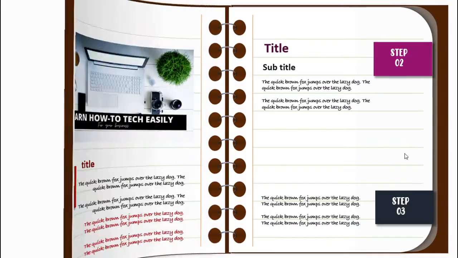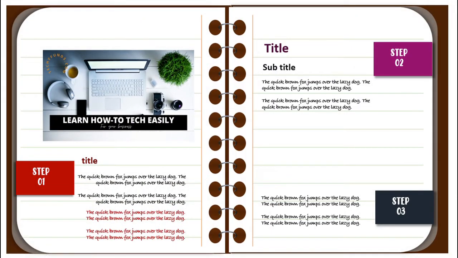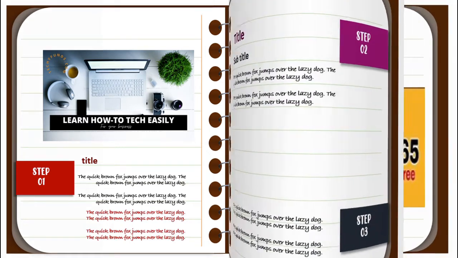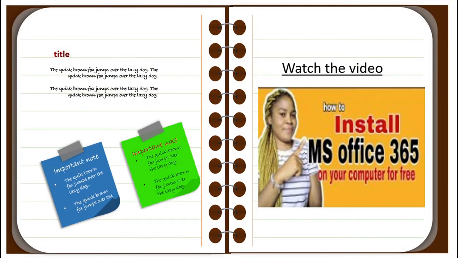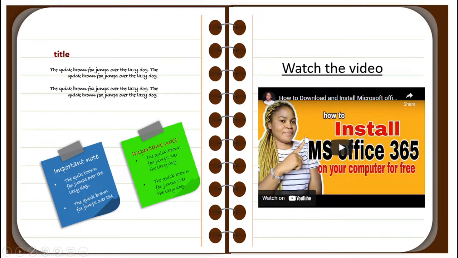So in today's tutorial, I'm going to show you how to create a flip book like this. When I click, it flips and opens up to the inside of the book. And when I click again, it flips and opens up to the next page. You can also see I inserted a YouTube video in the book.